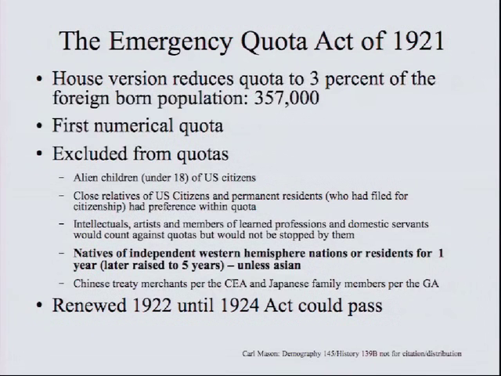Intellectuals, artists, and members of learned professions, and domestic servants, interesting. They would also count against the quota but not be stopped by them. In other words, your maid would always be able to come in, and if he or she were above the quota, that would count against the quota the following month. The way these would be done is that there would be a quota set each month, and people could come into the country until the quota was full, and then the ships would be turned away. There's kind of a race across the Atlantic at the beginning of every month. Natives of independent Western Hemisphere nations were residents for 1 year, which was later raised to 5 years. So what are we talking about here?